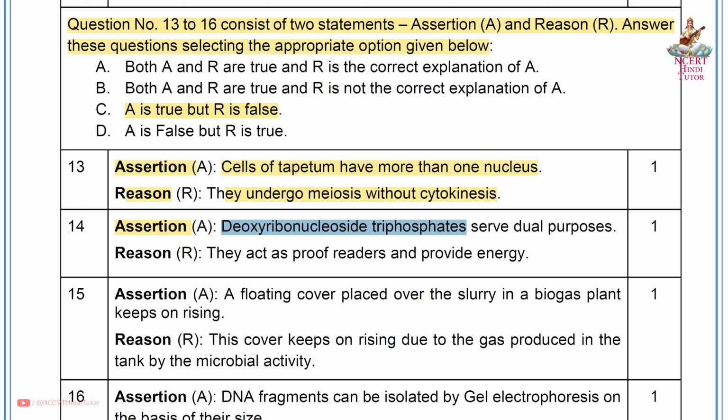Deoxyribonucleoside triphosphates serve dual purposes. Reason R. They act as proofreaders and provide energy. Answer C. A is true but R is false.